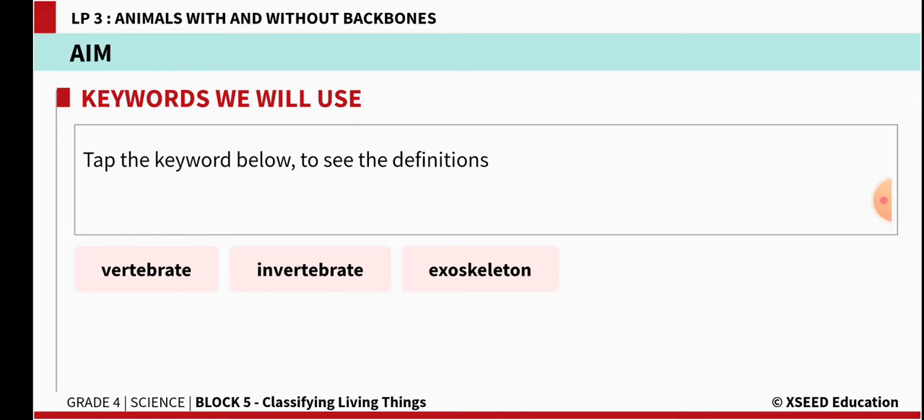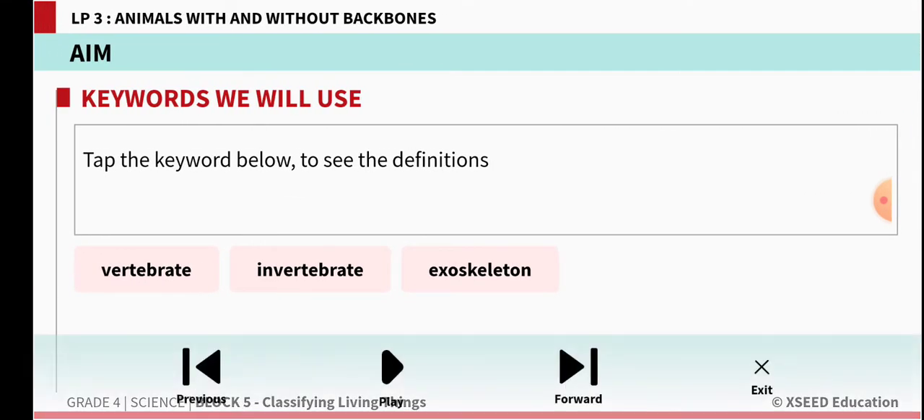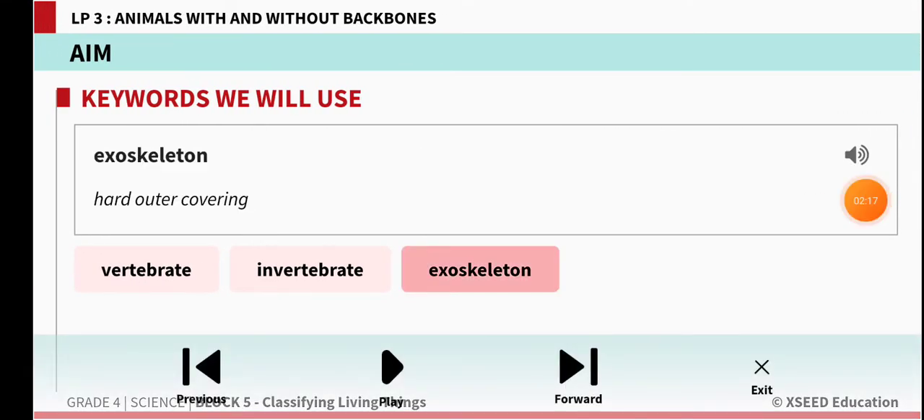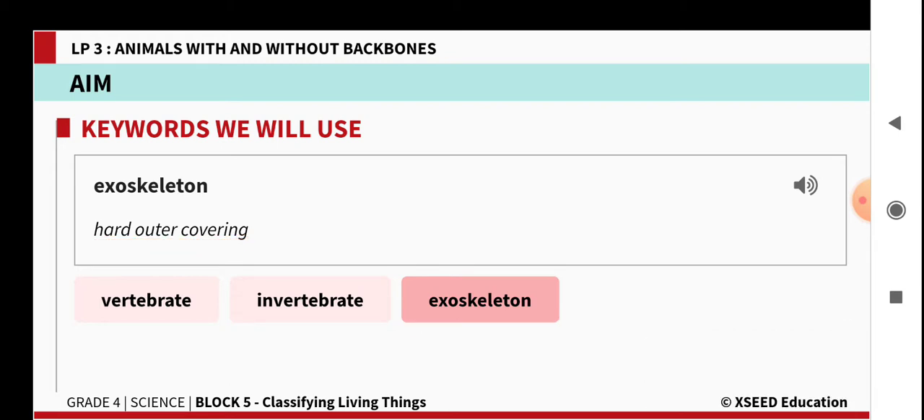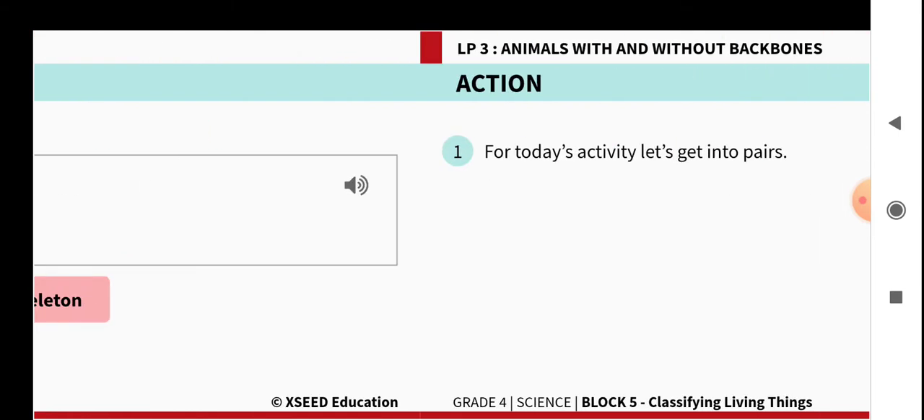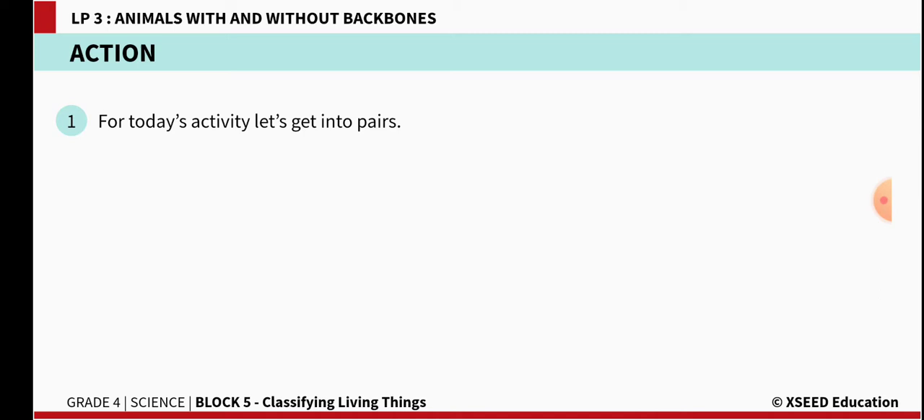And the next one, exoskeleton. Exo skeleton, exoskeleton. The hard outer covering of the body is known as exoskeleton. So these are the three new scientific words you are going to learn in this particular LP.